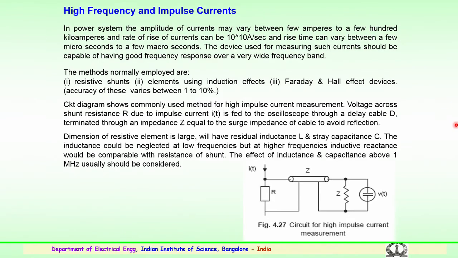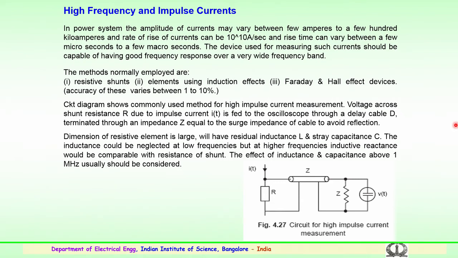For high frequency and impulse currents, again in impulse measurements, you have two important aspects. One is the measurement using a voltage divider, and the second is going in for the Rogowski coil. The voltage divider is also called a current shunt here. This is a resistive element, with a number of elements connected in parallel, and it is used for the measurement.